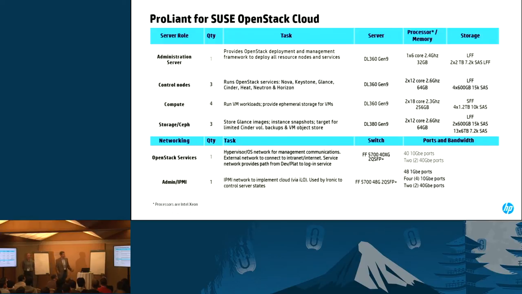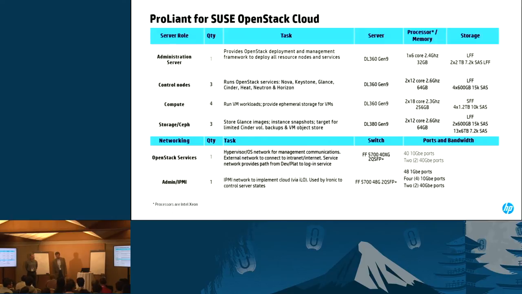And again, you've got a similar concept where you've got a deployment server, you've got control nodes, and you've got compute. And the sweet spot for all of those in this use case is exactly the same as the last one we talked about. A difference here is the storage. In the case of SUSE OpenStack Cloud, they're using Ceph instead of Swift and Cinder. And so the requirements are a little bit different, but they're actually pretty similar.